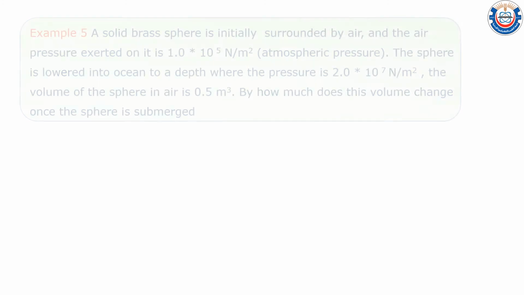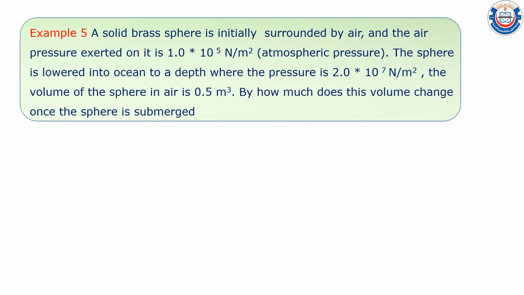Example number 5, which is about bulk modulus. A solid brass sphere is initially surrounded by air, and the air pressure exerted on it is 1 times 10 to the power 5 Newton per meter square, which is the normal atmospheric pressure. The sphere is lowered into the ocean to a depth where the pressure is 2 times 10 to the power 7 Newton per meter square. The volume of the sphere in air is 0.5 meter cube. By how much does this volume change once the sphere is submerged?